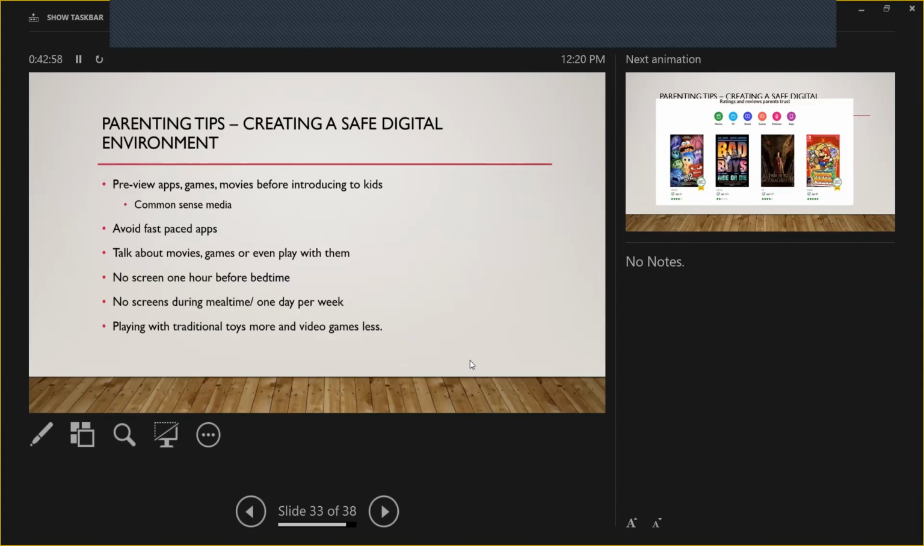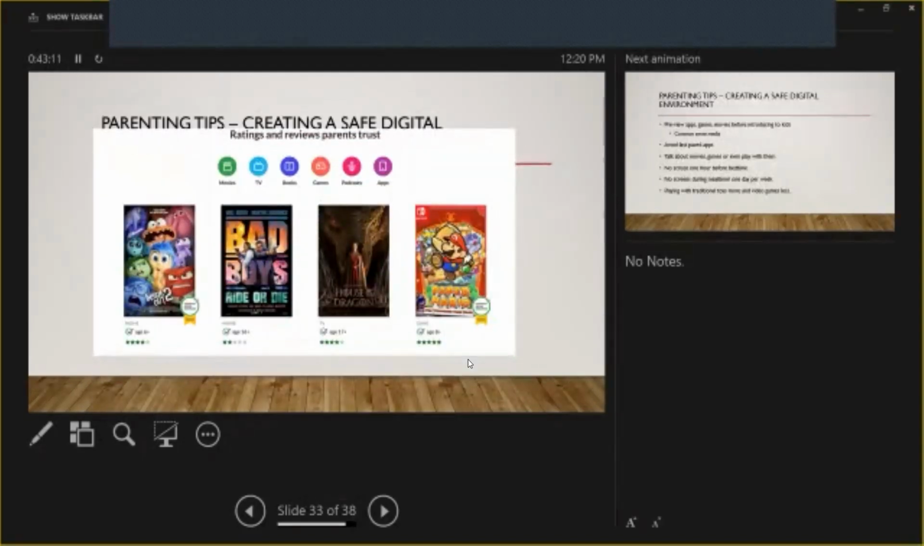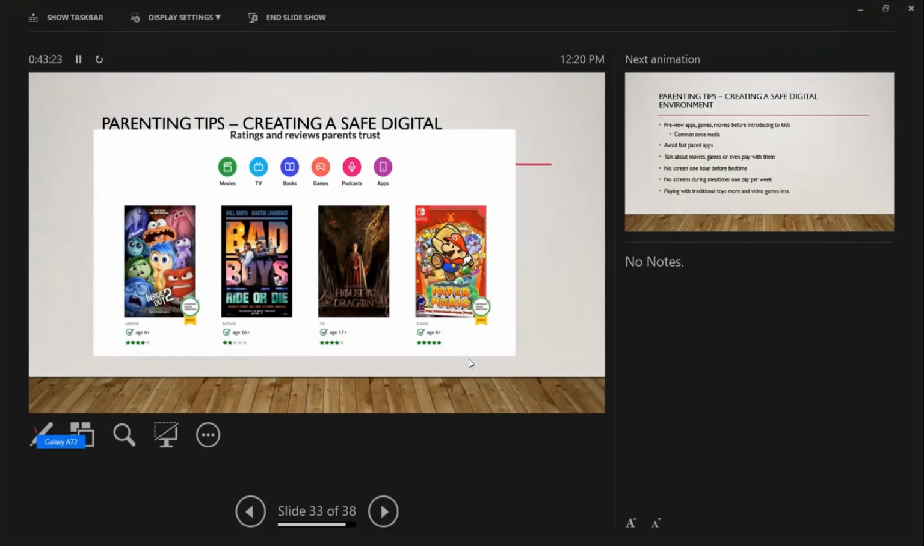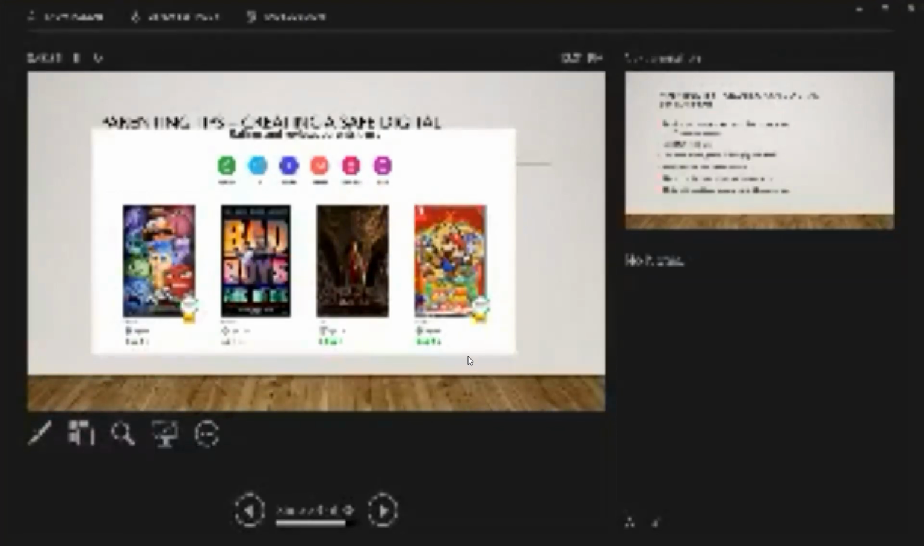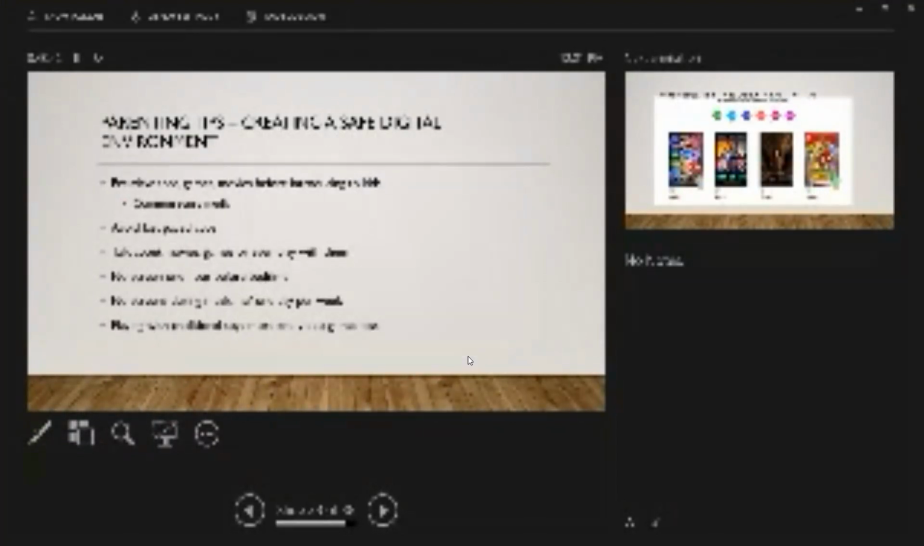Parenting tips for creating a safe digital environment. You can preview apps, games and movies before introducing them to kids. There is an app called Common Sense Media, where they give a rating. For example, the Inside Out cartoon is recommended only from 6 years and above. Bad Boys, 16 plus, no Bad Boys for below 16. House of the Dragon, above 17. Mario, above 8. For any app or cartoon, you can decide whether it's good for your child using this app, Common Sense Media.